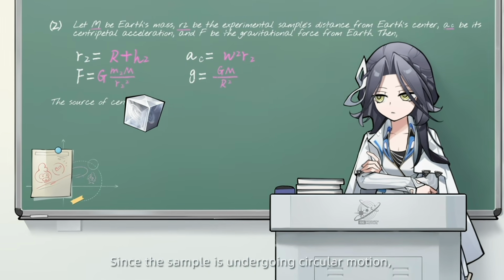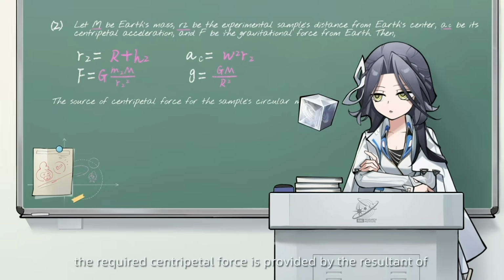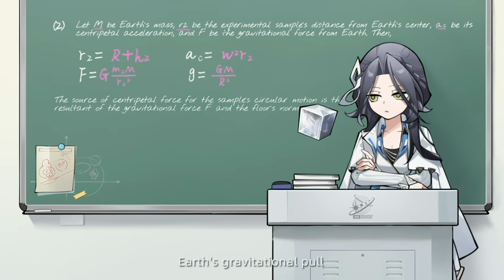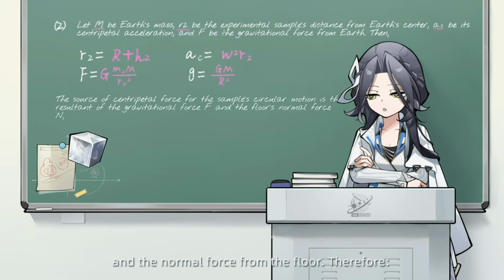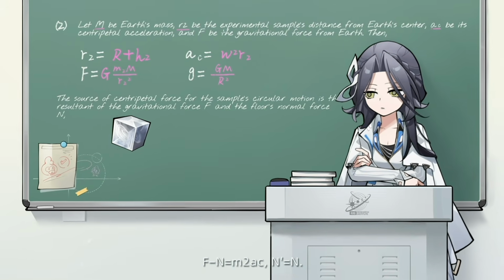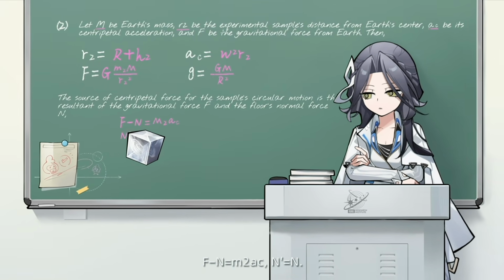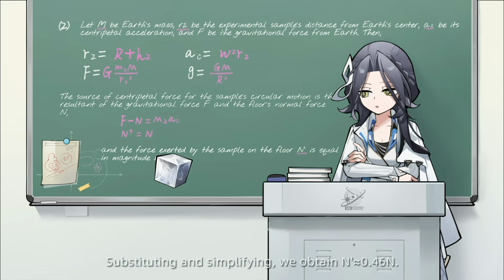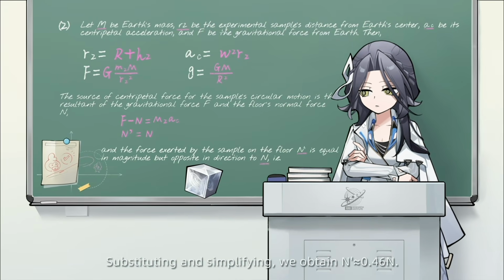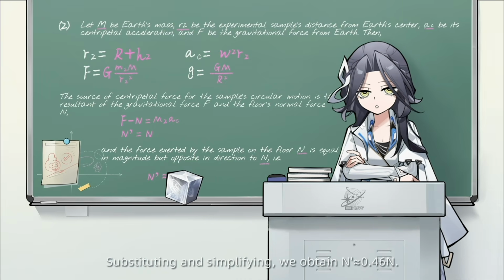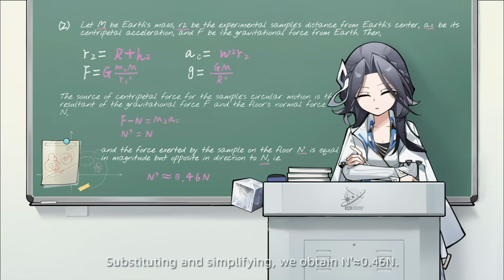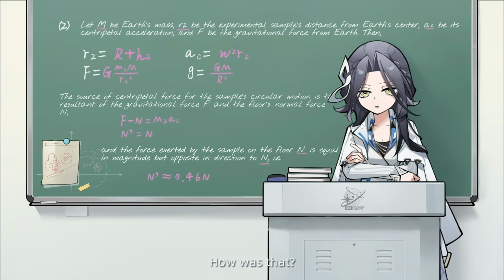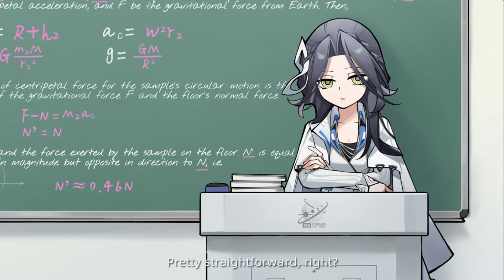Since the sample is undergoing circular motion, the required centripetal force is provided by the resultant of Earth's gravitational pull and the normal force from the floor. Therefore, F minus N equals m2 a_c, and N prime equals N. Substituting and simplifying, we obtain N prime is approximately 0.46 newtons. That is the pressure exerted by the sample on the floor. How was that? Pretty straightforward, right?